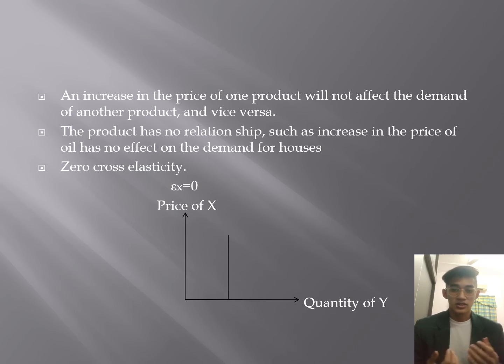Next, zero cross elasticity. An increase in the price of one product will not affect the demand of another product and vice versa. The products have no relationship, such as an increase in the price of oil has no effect on the demand for houses.